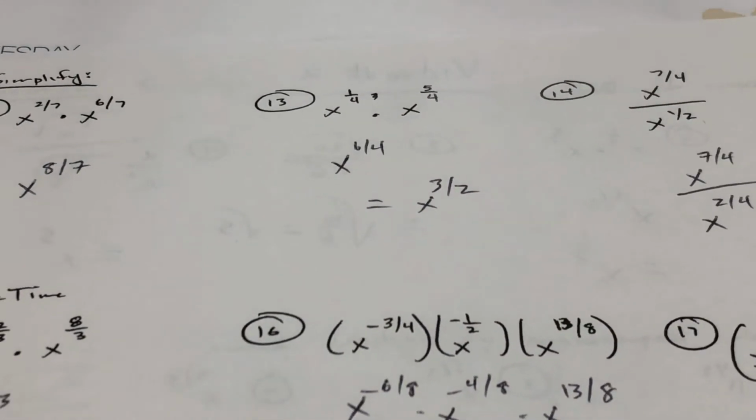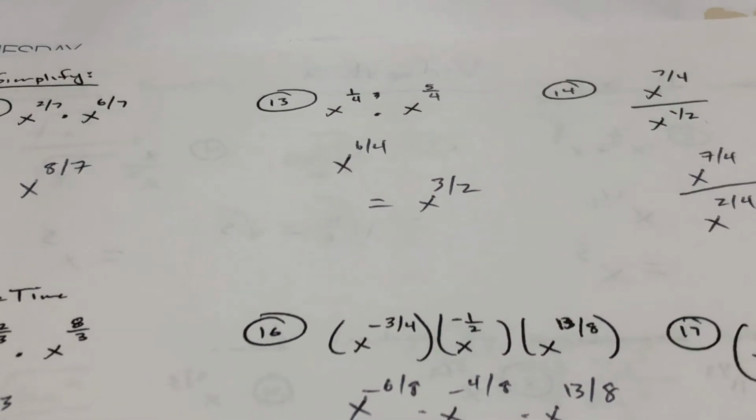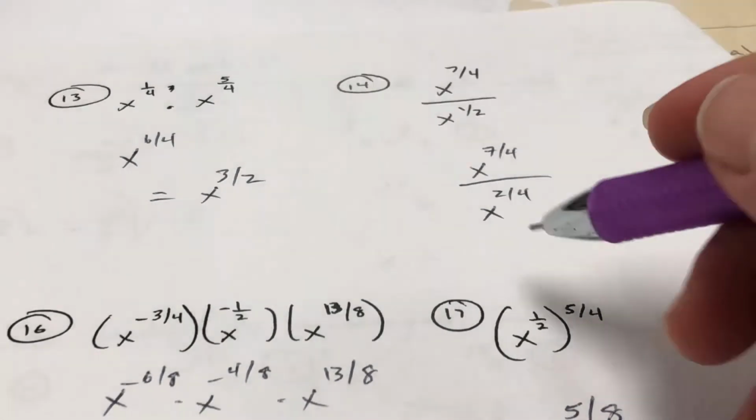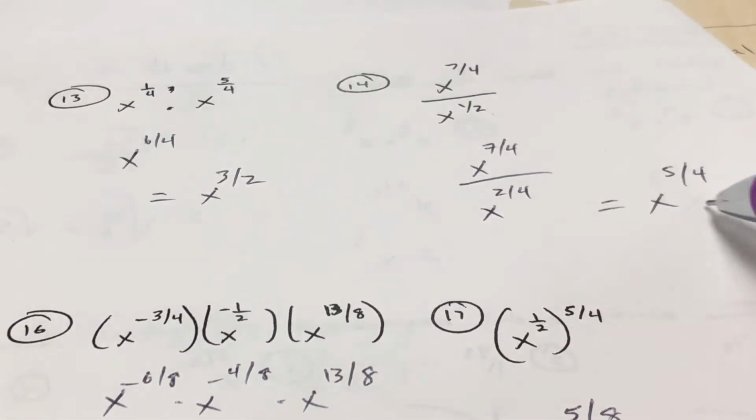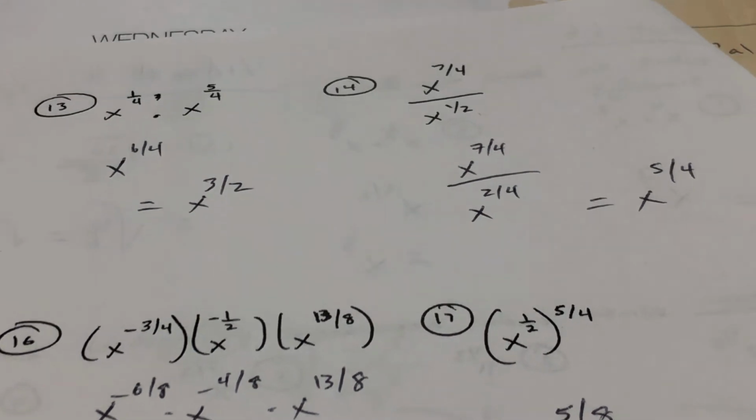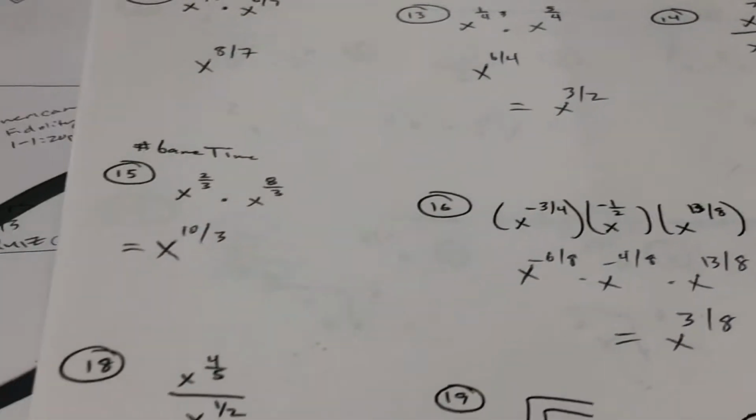Add the exponents again. That's 3 over 2. We are going to simplify best we can. We're going to call 1/2 2 over 4 and just subtract the exponents. All right. So those are the notes. We'll get through those very quick.